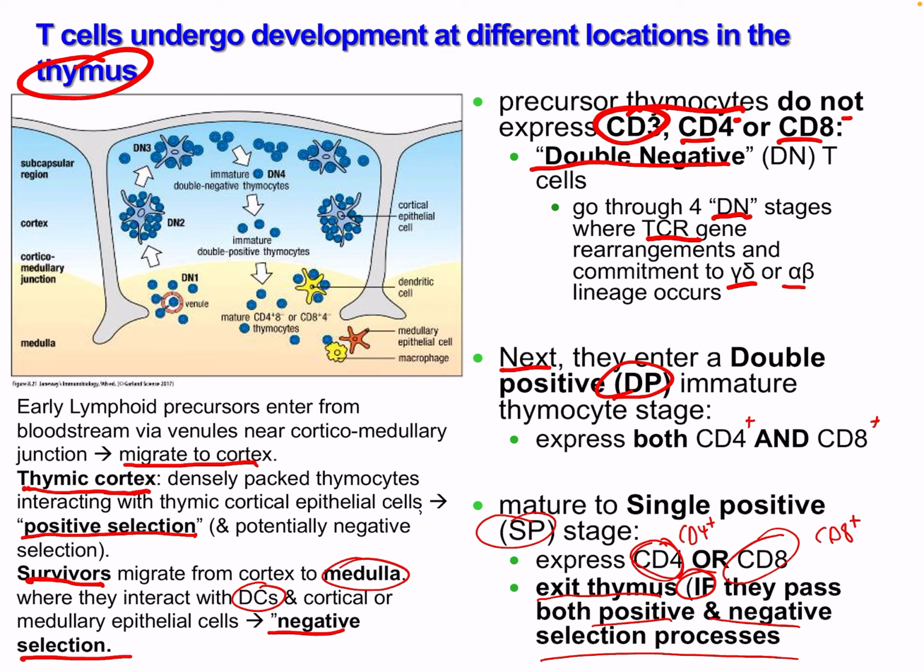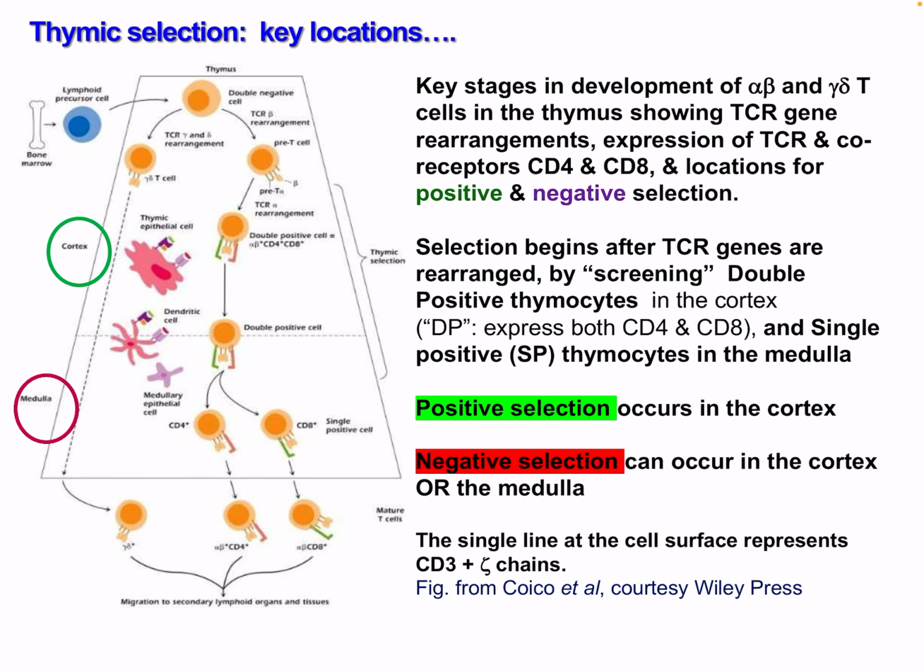So again, here's kind of this process here. We have our double negative cells, double positive, then our mature CD4 or CD8. And here's that venule we discussed. So some key locations. Here, it's kind of a different figure discussing the whole T cell maturation process. And then again, we see here at the end our functional T cells. So again, this is a good figure to follow along.